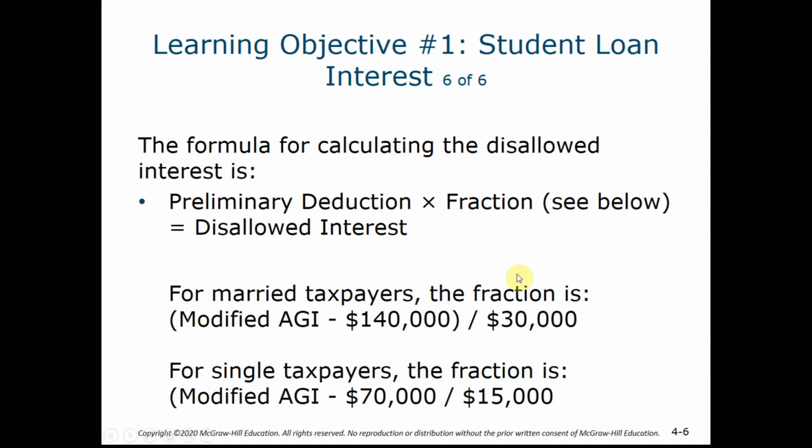For single taxpayers, the range is only $15,000 because here the modified AGI begins to phase out the deductibility of student loan interest at $70,000 and then is completely phased out. That is, its deduction is completely eliminated once the single taxpayer reaches modified AGI of $85,000. So the $15,000 and $30,000 just reflect the range of the phase-out.